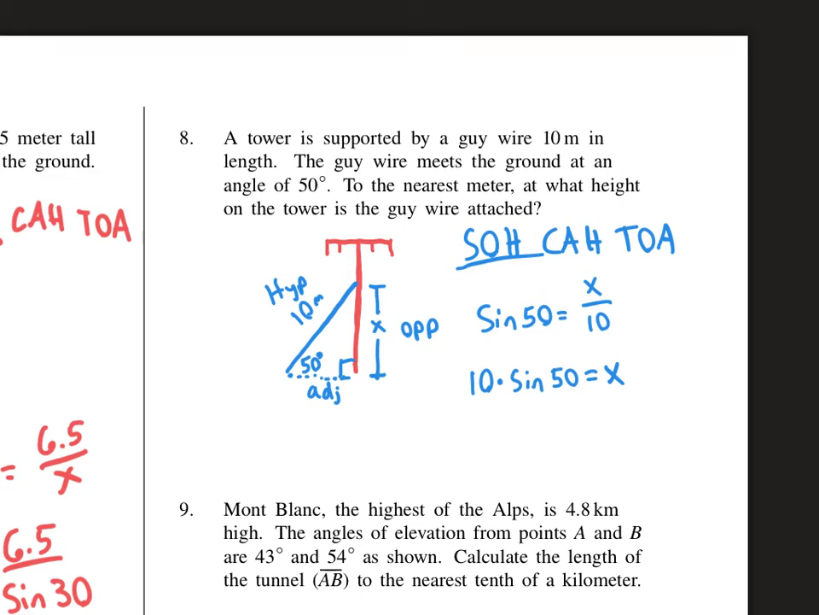It's the commutative property. So we put it in front, so it just makes it easier all around. 10 times the sine of 50 on my calculator is 7.66. So x is approximately, to the nearest meter, 7.66 meters is approximately 8 meters. Excellent.